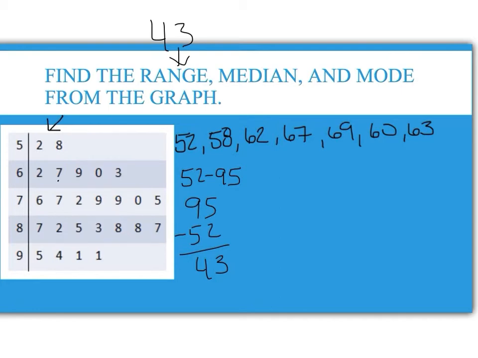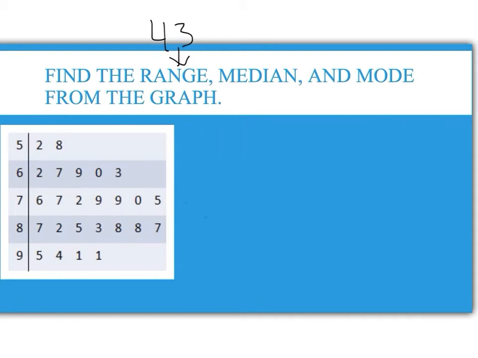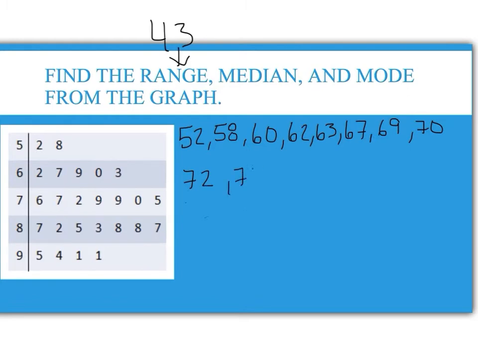The median, I need to erase everything I've got because the median is going to take up a little bit of room. I have to go from smallest to largest. So I've got to list all these smallest to largest. Alright, so let's give this a start. If I start in the 50s, I have 52 and 58. Then I have 60, 62, 63, 67, 69. Then I have 70, 72, 75, 76, 77, 79, and 79.